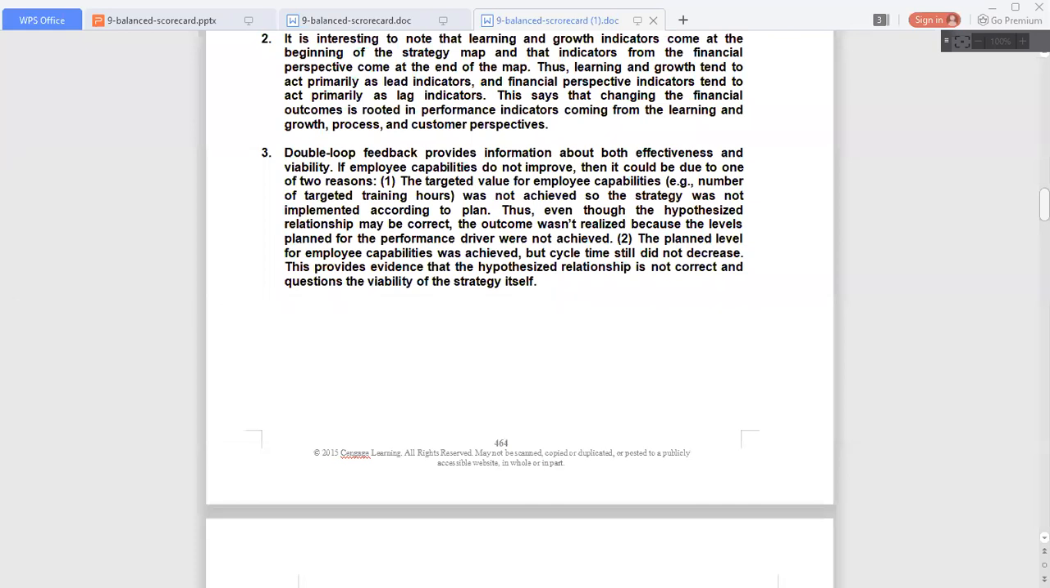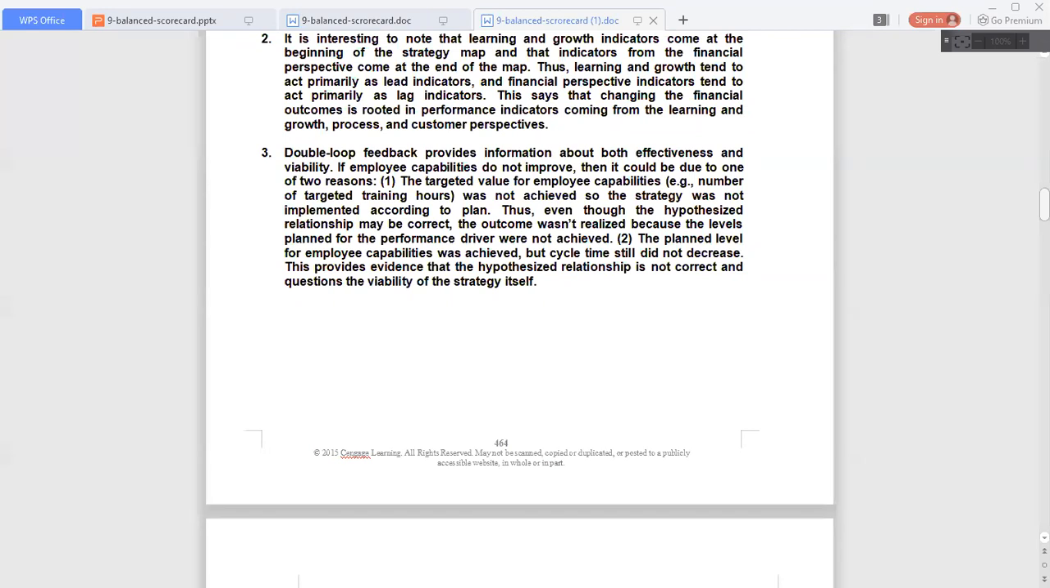Now we go to requirement number 3, using the first if-then statement. That's if employee capabilities increase and cycle time decreases. Explain the concept of double loop feedback. Double loop feedback provides information about both effectiveness and viability.